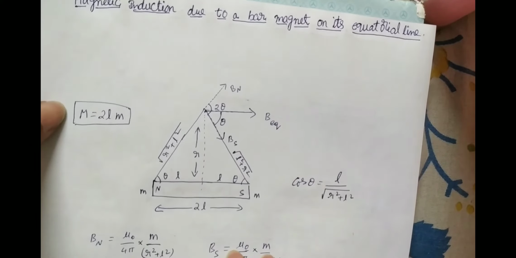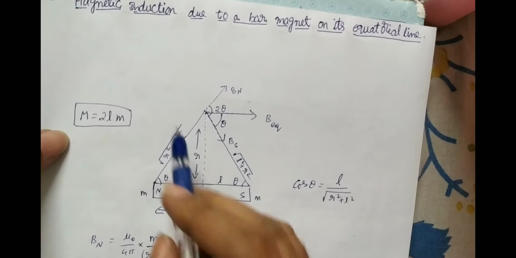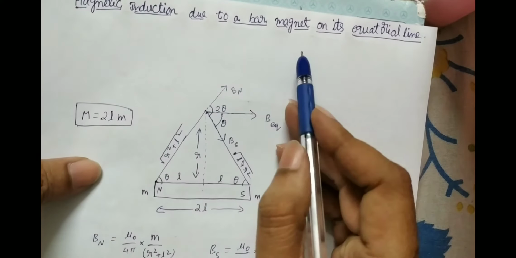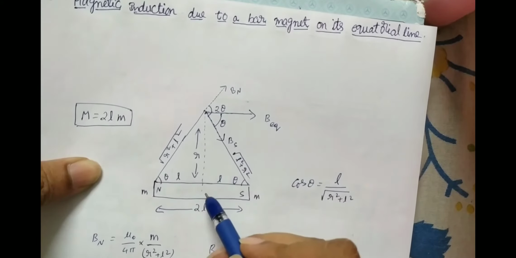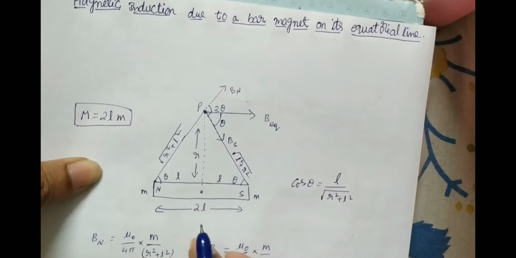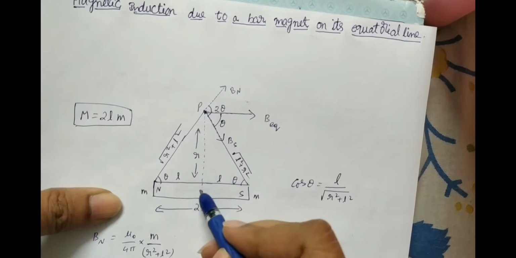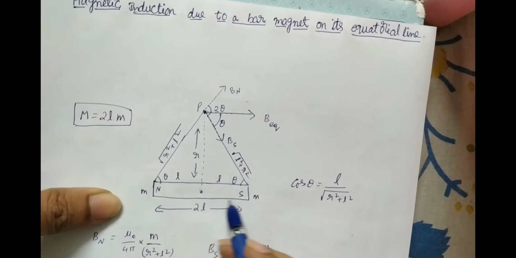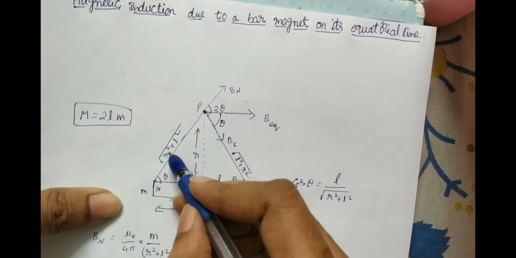Now we'll see magnetic induction due to a bar magnet on its equatorial line. Equatorial line at a distance r from the center of the magnet. Assume a particular point P here, and what is the distance of the pole? Each pole from this point, from here to here, is r, and this total length is 2l, here to here l, and this distance is root of r square plus l square.